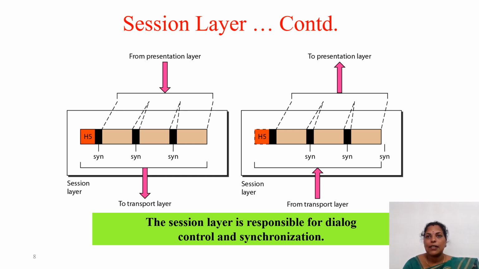Suppose if any loss occurs in the session layer, it will be checked checkpoint by checkpoint. So suppose we are sending a 2000 page document, and the 2000 pages are divided into 500, or 100, 200, likewise something we divide. Suppose if failure arises in the 700th page, at that time what happens? Up to 700 there is no need to retransmit, from 700 onwards we can retransmit. So that synchronization is maintained using this session layer.